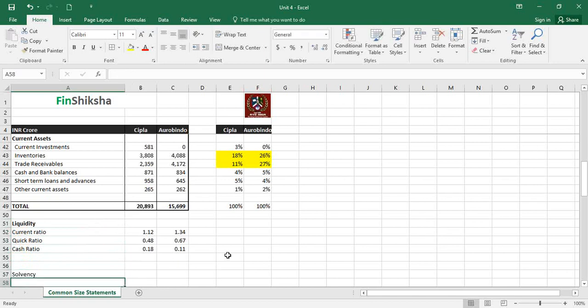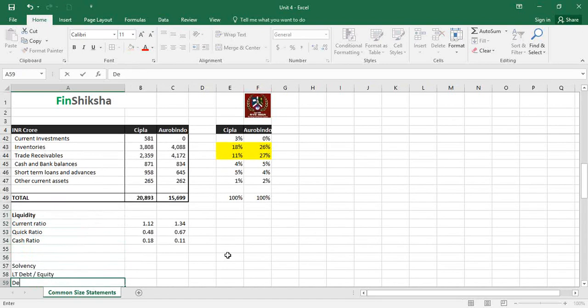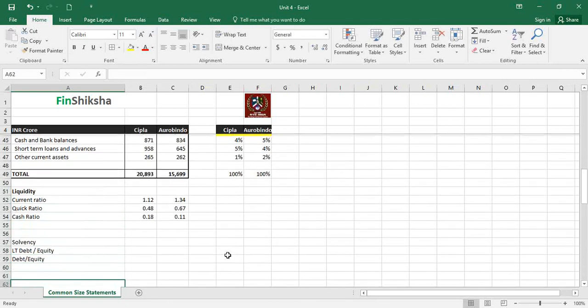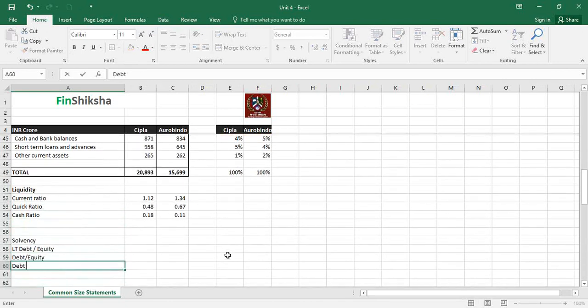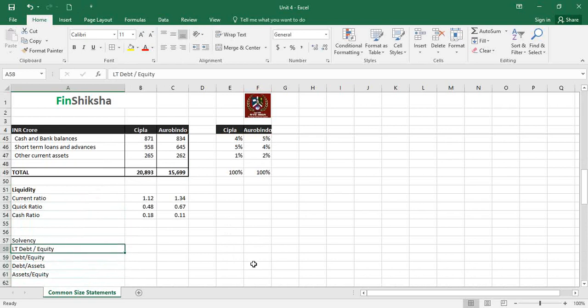Now let's talk about solvency. So we will start with long-term debt by equity. Then we'll calculate debt by equity, total debt by equity. Then we calculate debt by assets, correct? And we can also calculate assets by equity. So those are the broad ones.